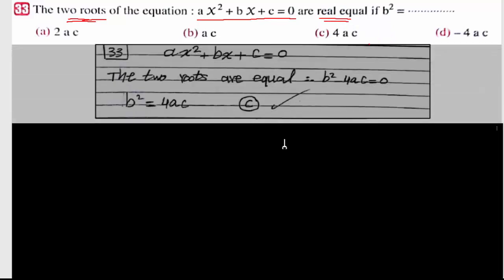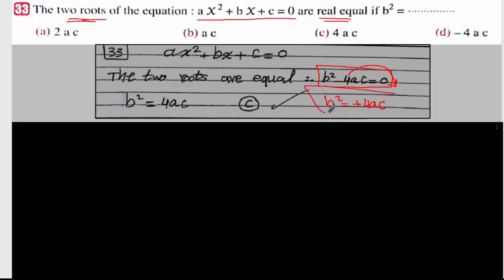Question 33. The two roots of the equation ax squared plus bx plus c equals 0 are equal. So we have b squared minus 4ac equals 0. It is the discriminant. B squared minus 4ac equals 0. And from that, b squared equals positive 4ac. And you will choose letter C.